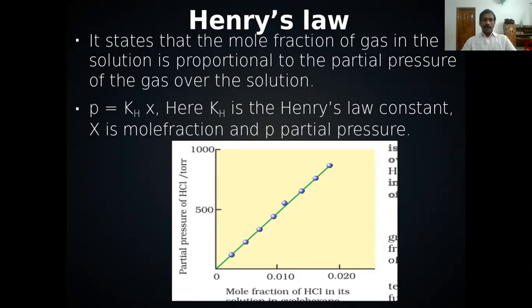So what is Henry's law? Henry's law states that the mole fraction of gas in the solution is proportional to the partial pressure of the gas over the solution. P = kH × X. P is the partial pressure of the gas over the solution. kH is a constant known as Henry's law constant or Henry's constant. X is the mole fraction of the component. In this graph, partial pressure is plotted against mole fraction, and since mole fraction is directly proportional to partial pressure, you will get a straight line graph.